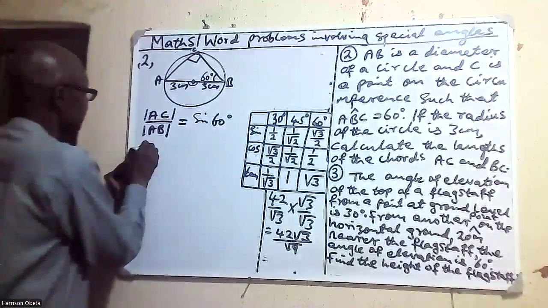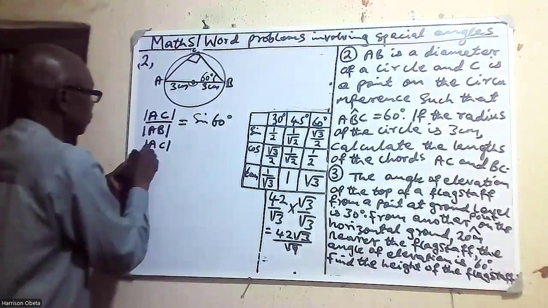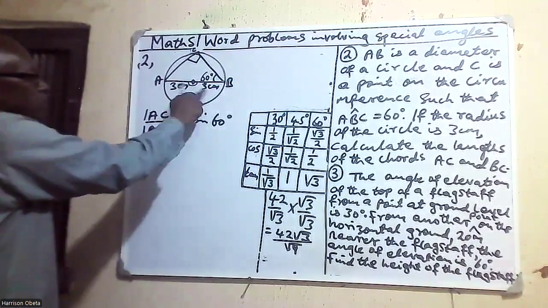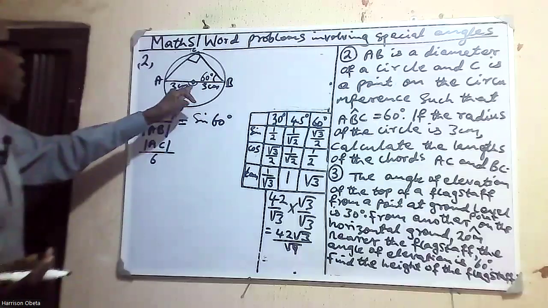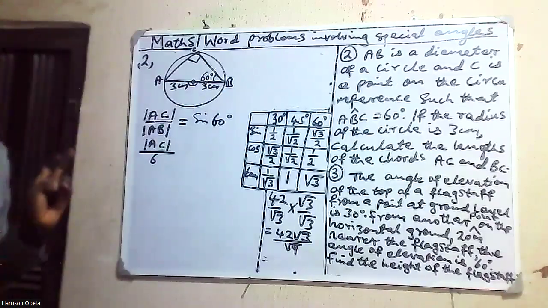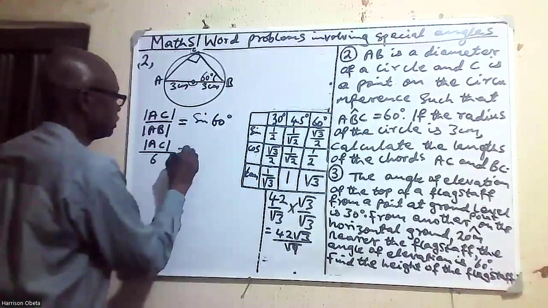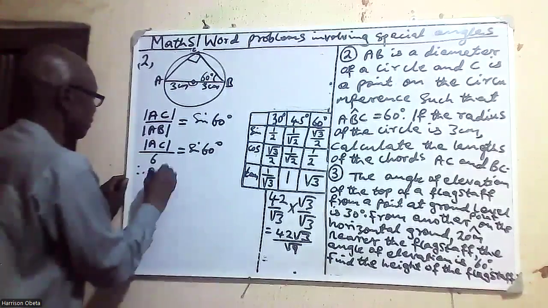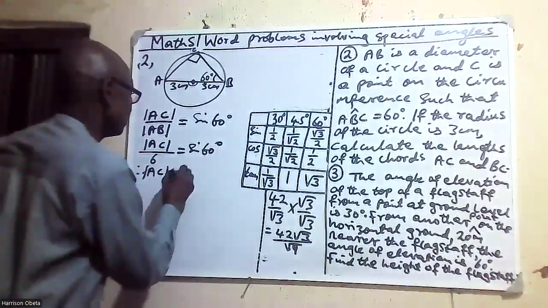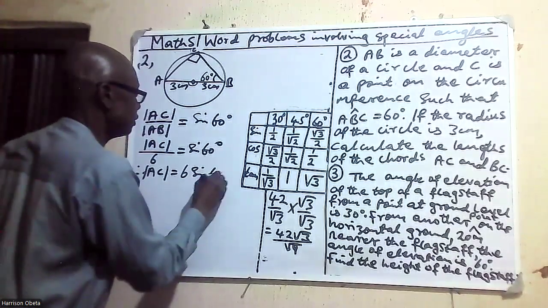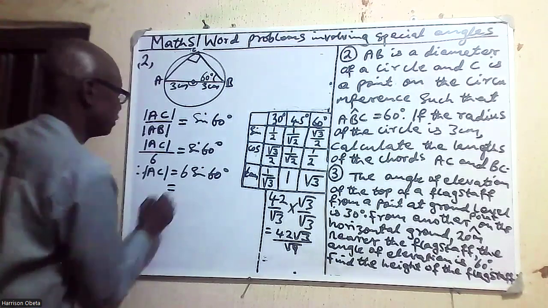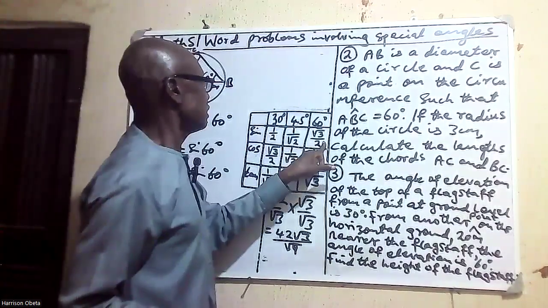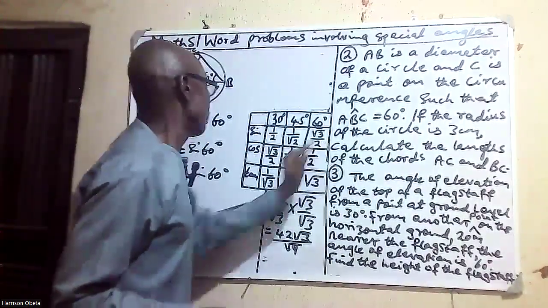And then that is AC all over 6, because this is 3 cm, this is 3 cm. If the radius is 3 cm, from here to here is radius, from here to here is another radius. So that will give us sine 60 degrees, which means that AC is equal to 6 sine 60 degrees. And what is our sine 60 degrees? Coming to our table, we know that our sine 60 degrees is root 3 over 2.